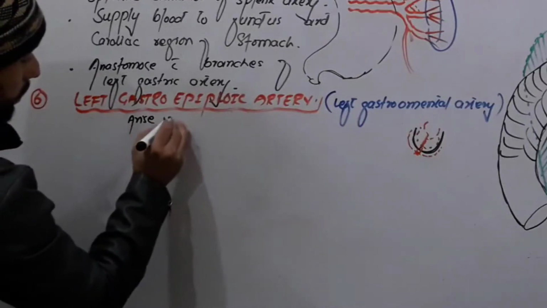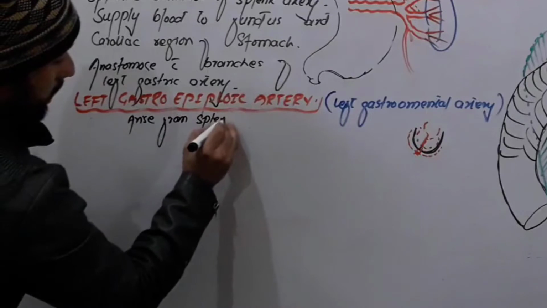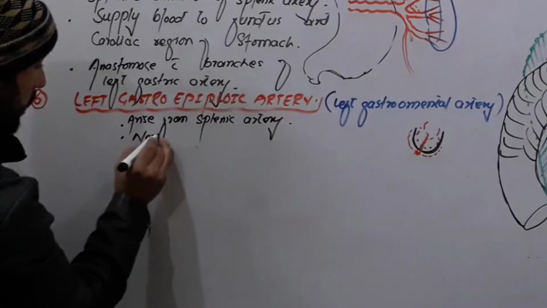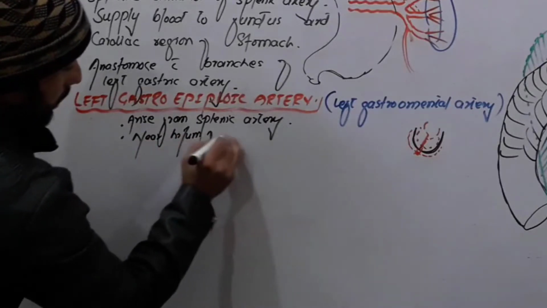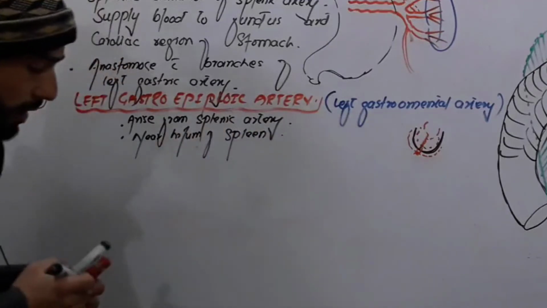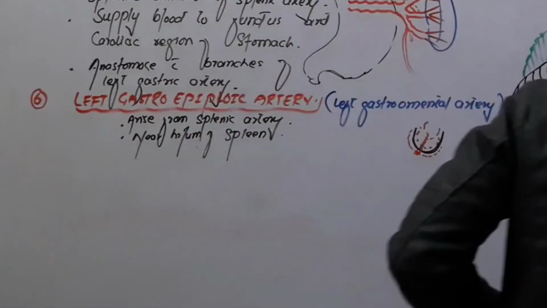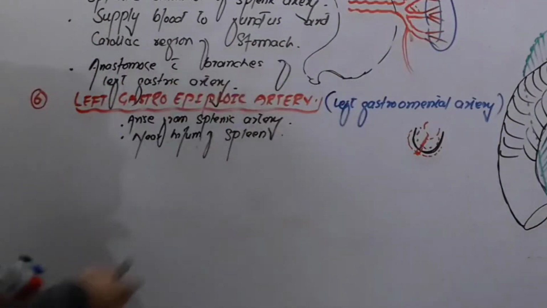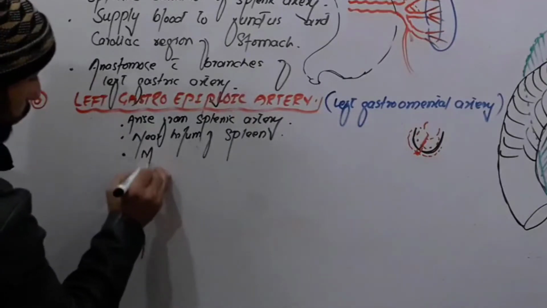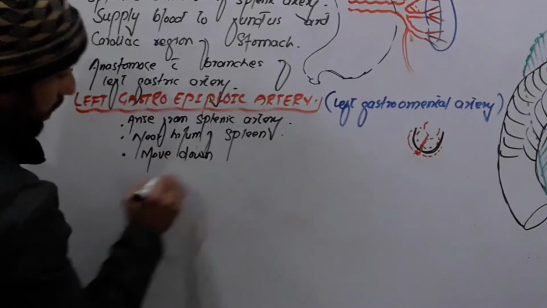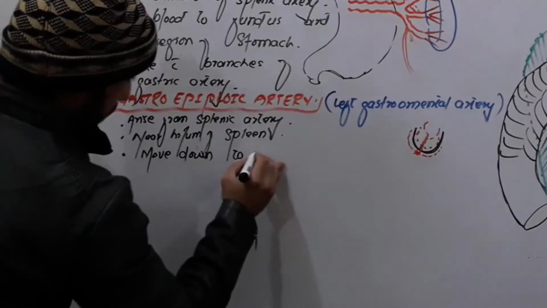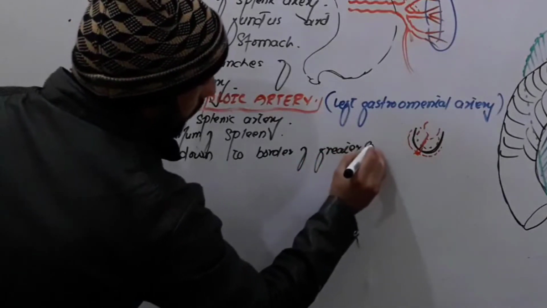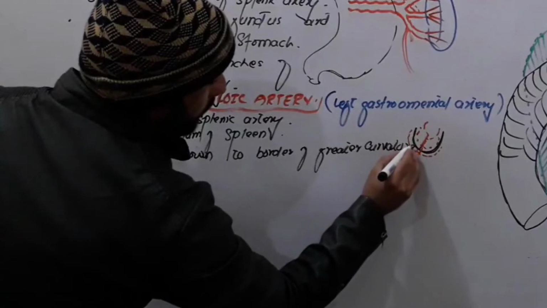It arises from the splenic artery, at which position? Near the hilum of the spleen. What does it do? It moves down to the right side of the stomach, at the border of the greater curvature. So we say it moves down to the border of the greater curvature, and it mostly supplies blood to what?